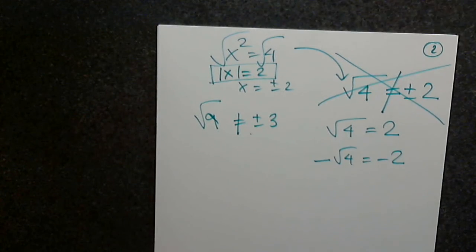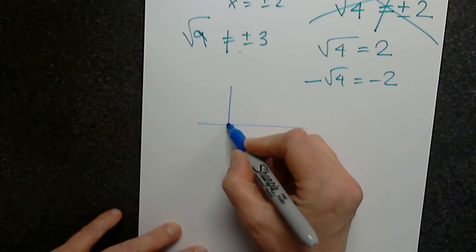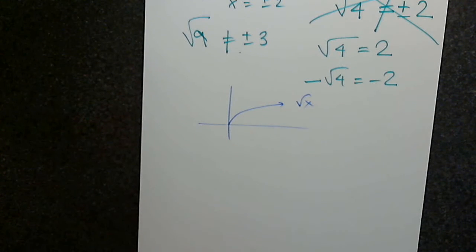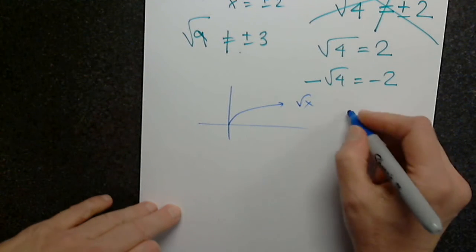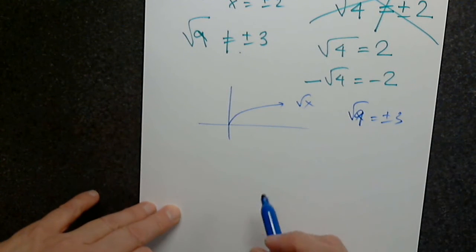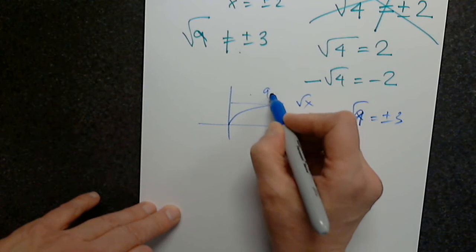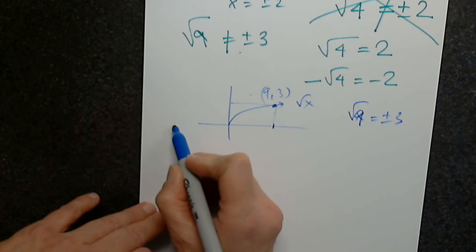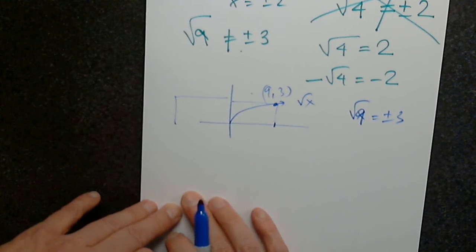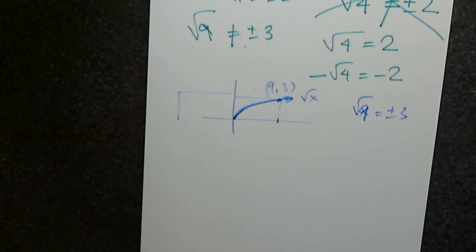Always and forever. Here's the graph of the square root of x. That's it. You cannot have plus or minus. Because if you write that the square root of 9 is plus or minus 3, 9 is here, and you get only 1 point. This point is 9, 3. How do you get the other point? You can't, because the function doesn't exist on that side.